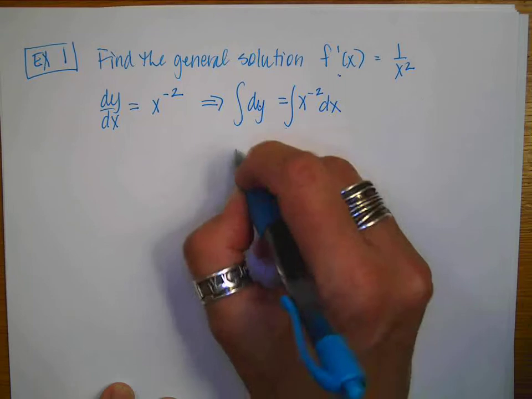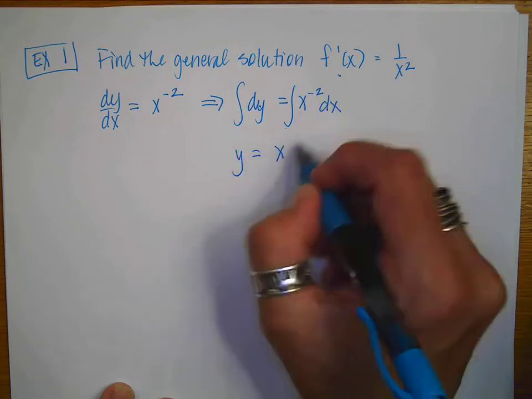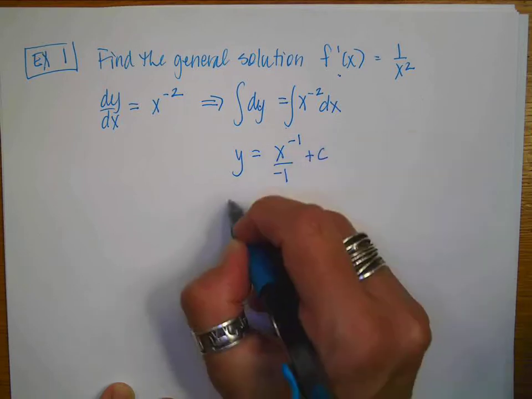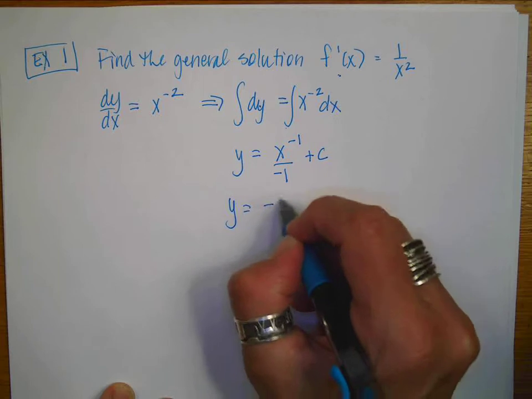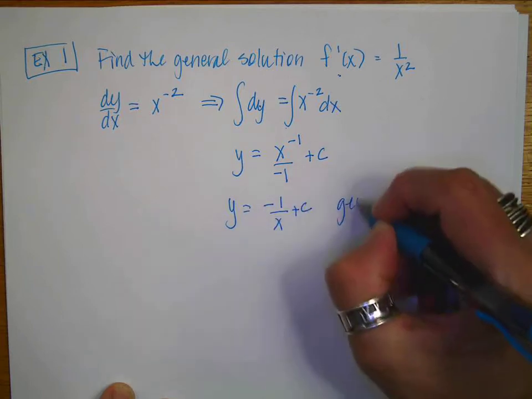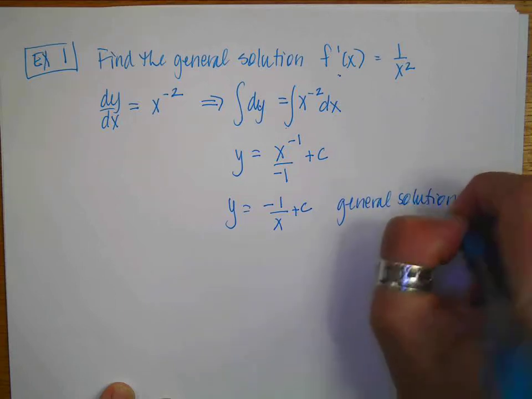So now when I integrate dy, I'm going to get y is equal to, and then if I go up 1, it's going to be x to the negative 1 divided by negative 1, plus c. I would write y is equal to negative 1 over x plus c, and that is, I'll write it over here, my general solution.